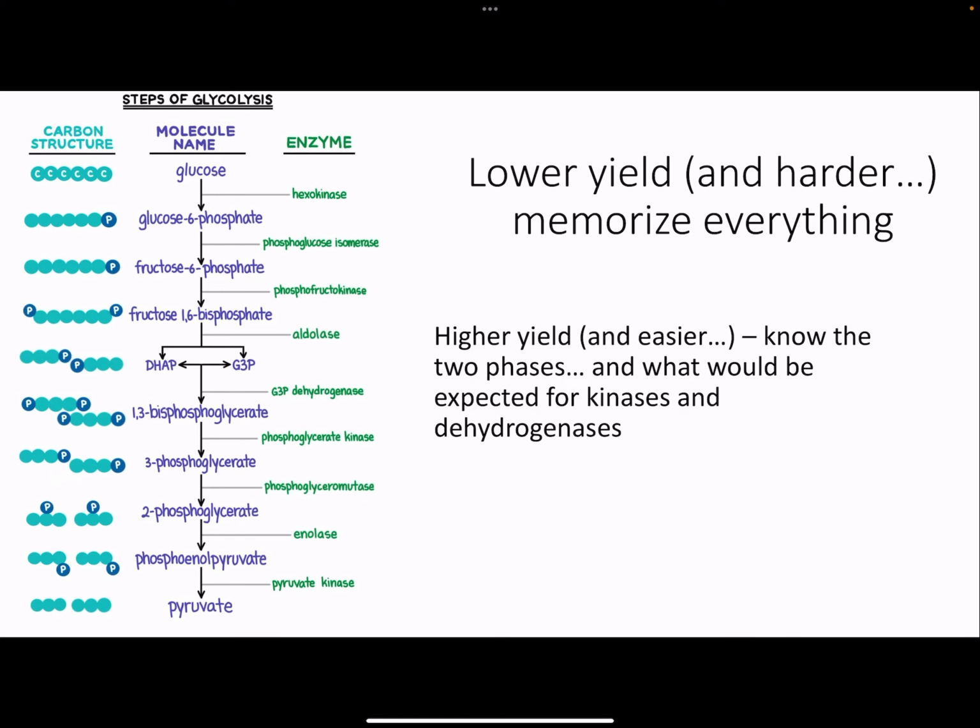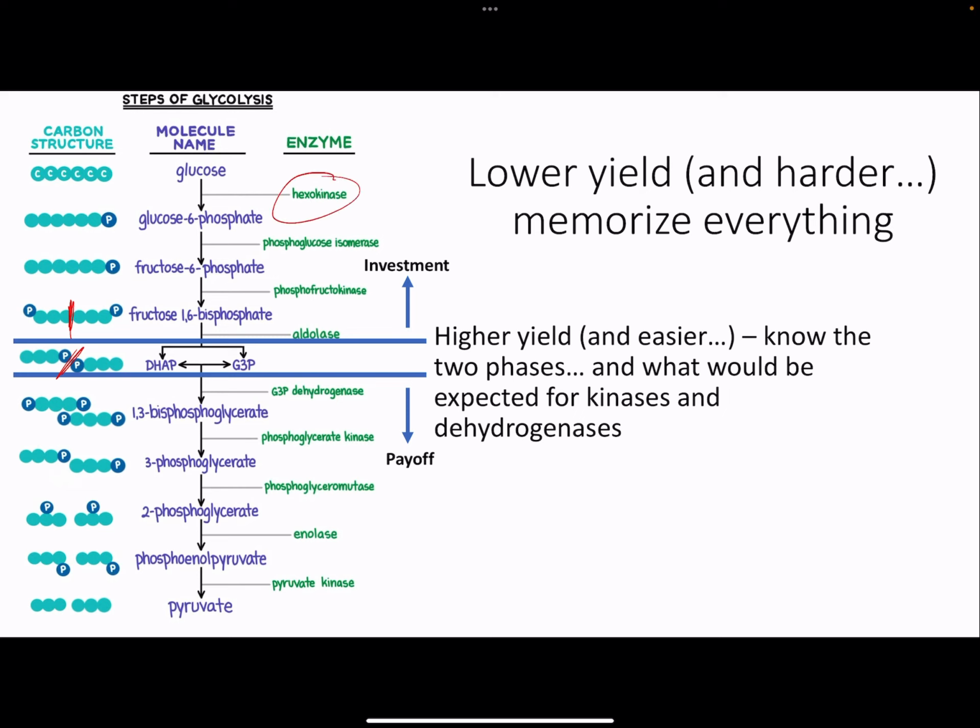Probably the more important thing is to know the first half, which is the investment phase, and the second half, which is the payoff phase. What separates these two halves? We're going to cut our six-membered hydrocarbon into two separate three-carbon structures. So anytime you see a kinase in the investment phase, that's involving an ATP because it's a kinase, and it's the investment phase where we're losing an ATP. You are losing one ATP there. You are losing a second ATP there. So this is minus 2 ATP in the investment phase.